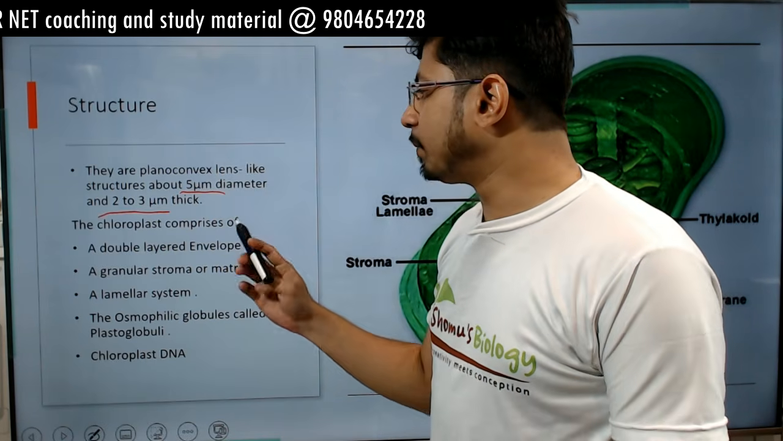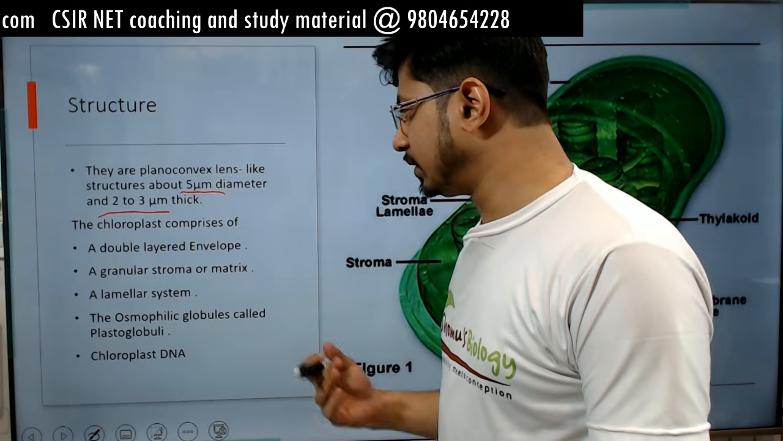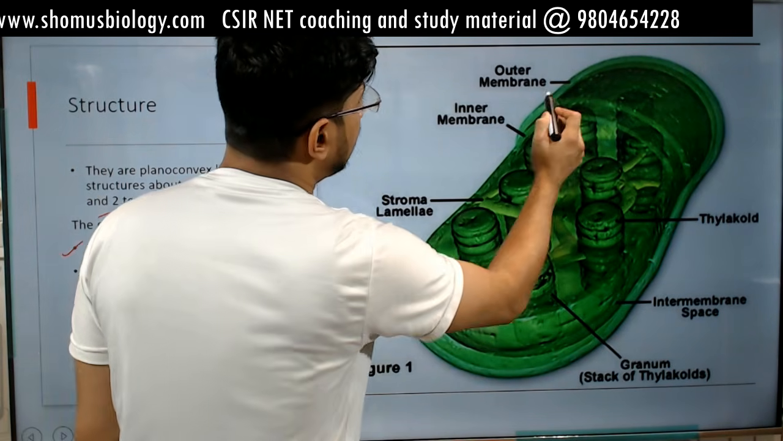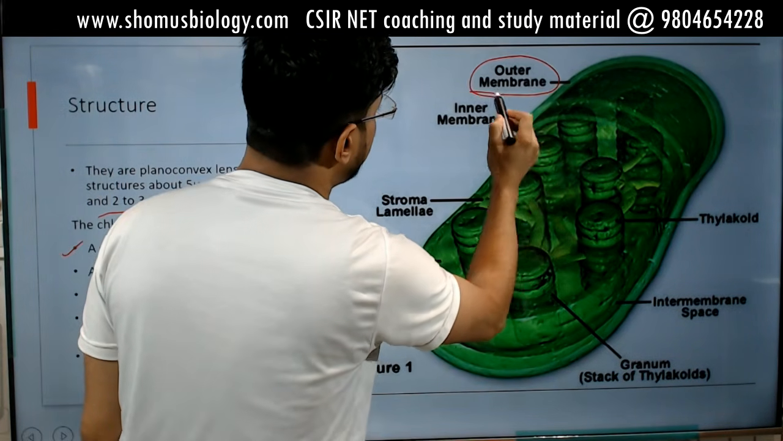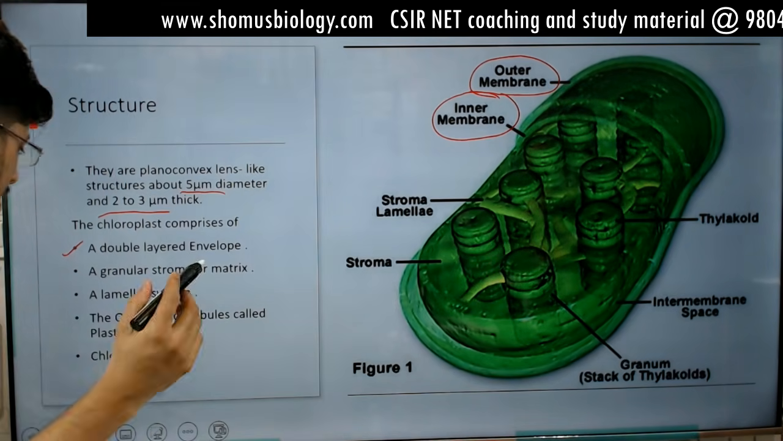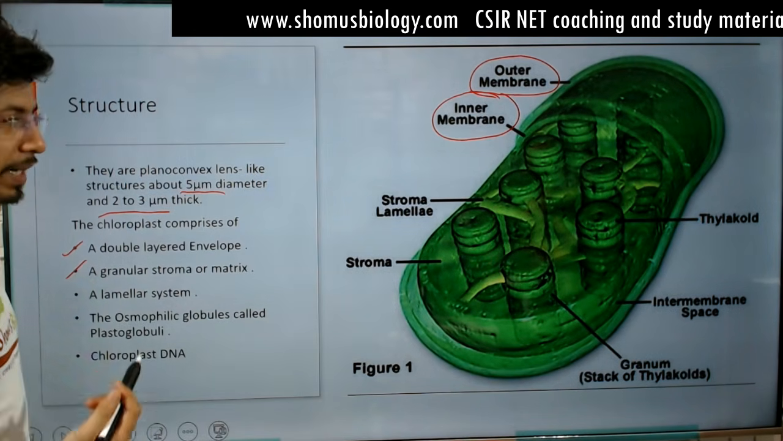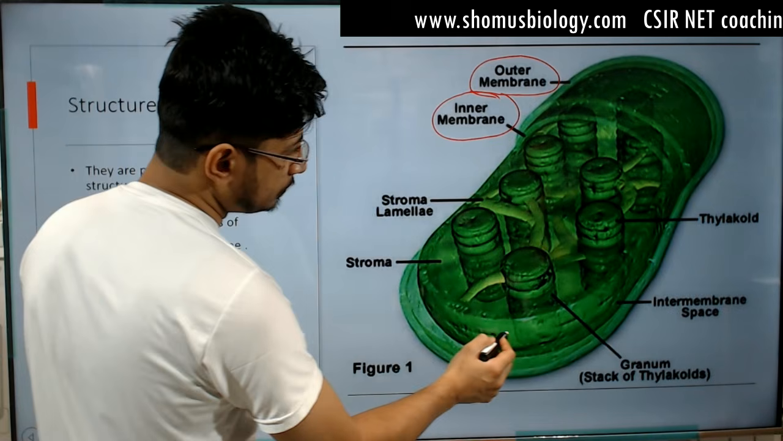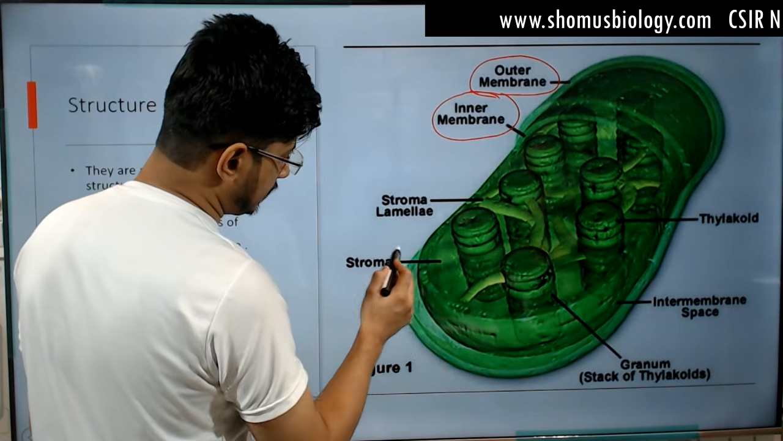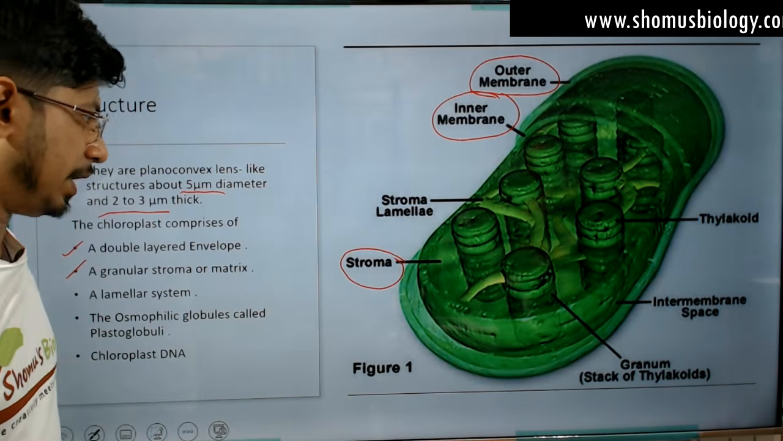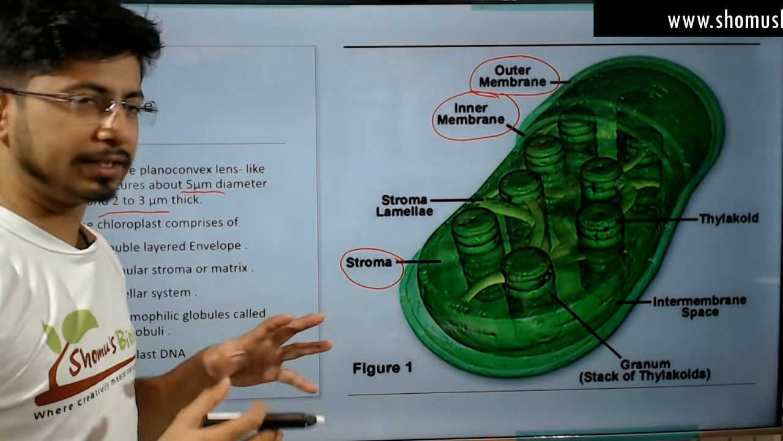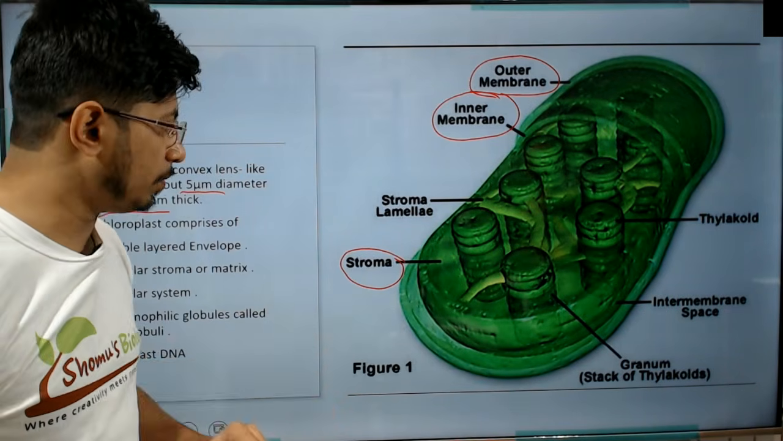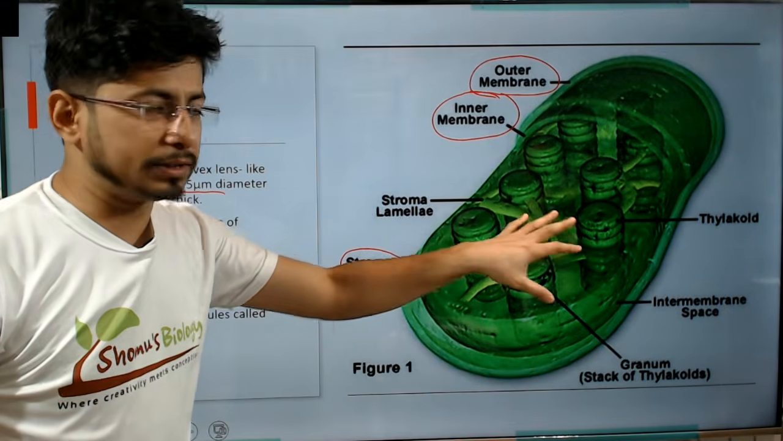The chloroplast comprises of components. So what are the components that the chloroplast usually has? If you look at this picture, you can clearly see it has a double layer. So the membrane is double layer, outer membrane and inner membrane, two different layers. The second thing, a granular stroma and matrix. This is the region we call the stroma, or we call it a matrix as well. In mitochondria, that is matrix, here it is stroma. It's a very similar structure between mitochondria and chloroplast in terms of outer layer and stroma. And this is granular because a lot of components are present in the stroma.